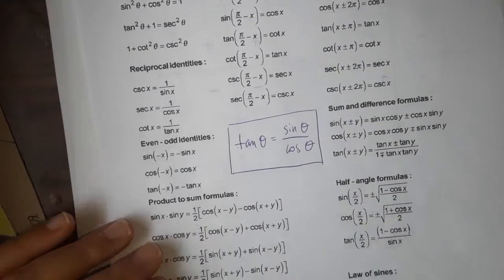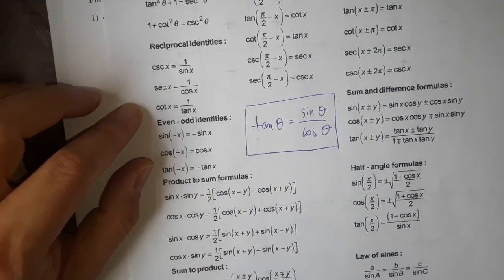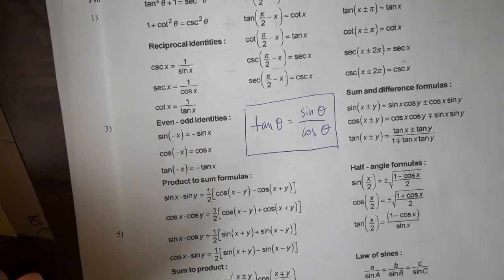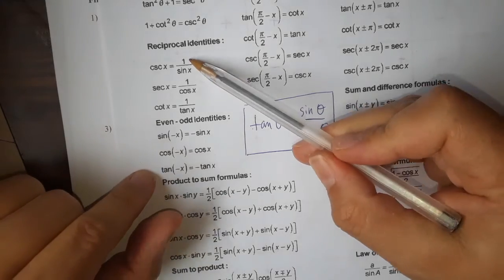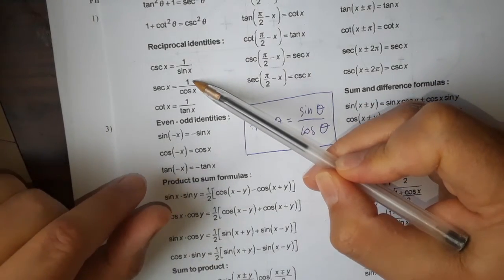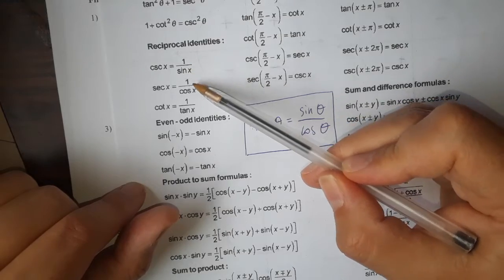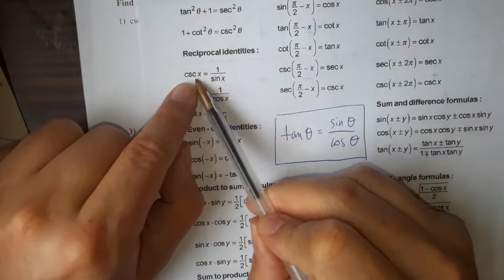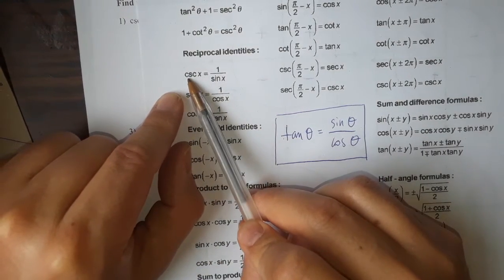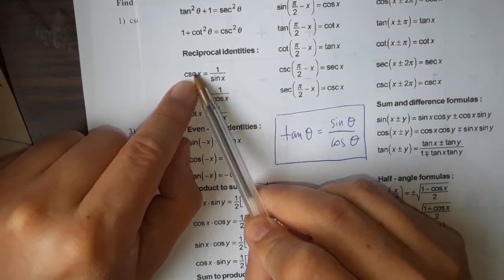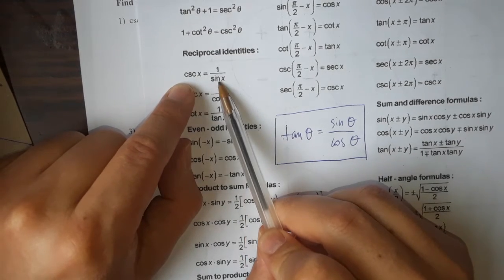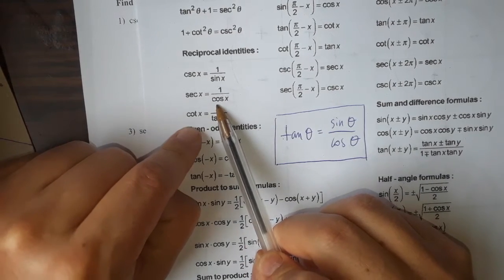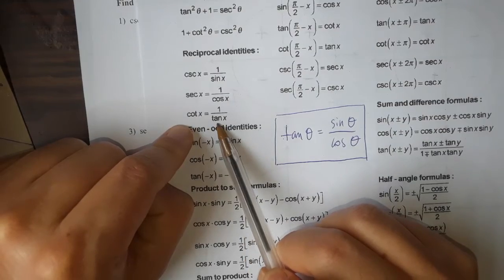So look at this. This is just a definition, okay? Just to make it a little bit more difficult, they have defined the reciprocal of sine, the reciprocal of cosine, and the reciprocal of tangent. And to make it even more difficult, the names are confusing, because cosecant is actually the reciprocal of sine, while secant is the reciprocal of cosine. And then cotangent is the reciprocal of tangent.